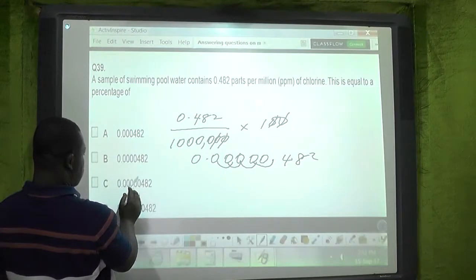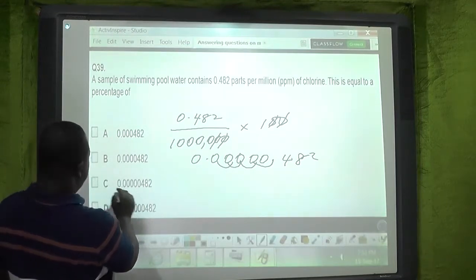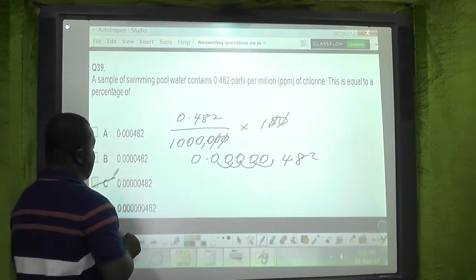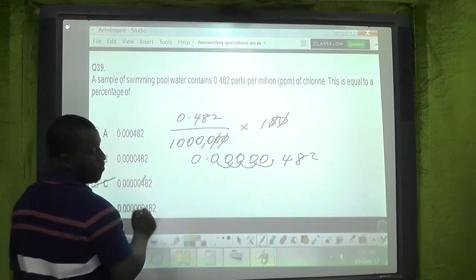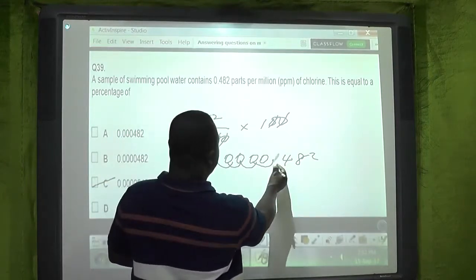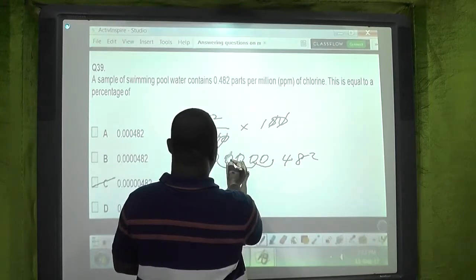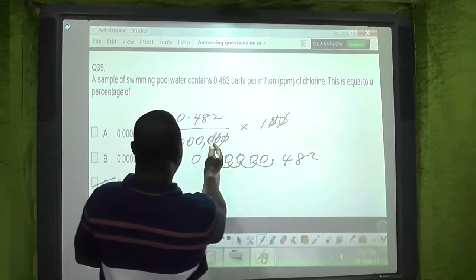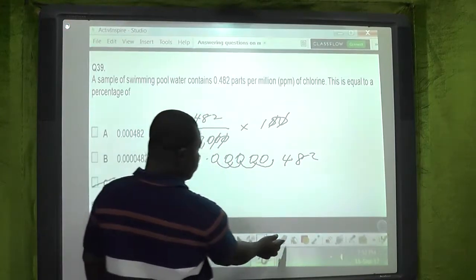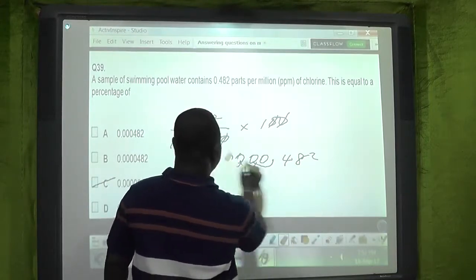0.1234. No, 1, 2, 3, 4, 5. Number 39 has to be C. 1, 2, 3, 4, 5. Because I have to move that 0 four places. How many places? 1, 2, 3, 4 places. Sorry, I have to move that 4 places.